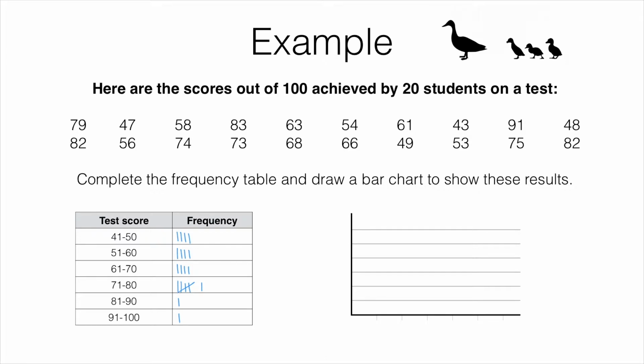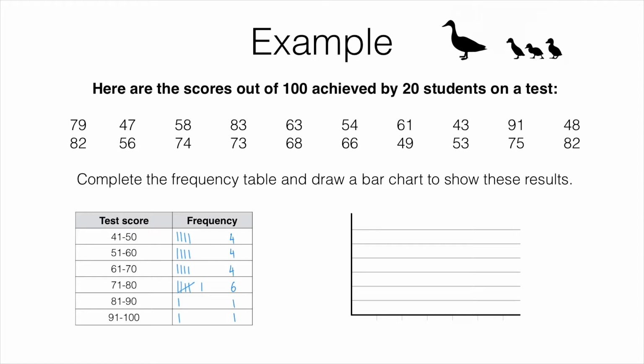So we have a total of 4 students scoring between 41 and 50, 4 students between 51 and 60, 4 between 61 and 70, 6 students between 71 and 80, and then 1 student between 81 and 90, and 1 more student between 91 and 100.